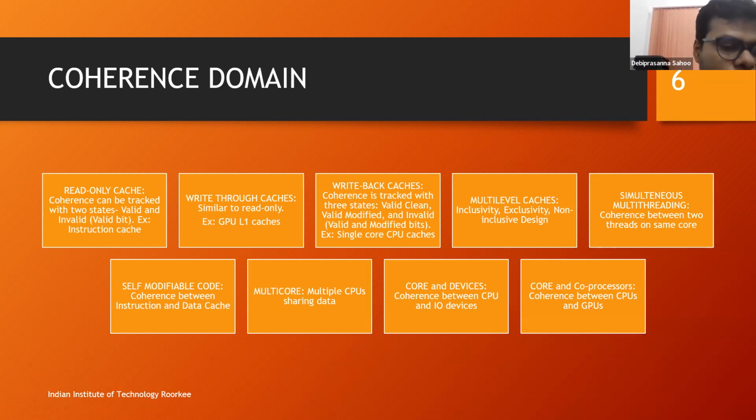Then going into sharing between instruction and data cache. Sometimes there is code which is otherwise known as self-modifiable code. And in our past experience, I saw that TPCC typically has a lot of self-modifiable code. So there is a sharing between the instruction and the data cache lines. In that sense, you need to maintain coherence between the instruction cache and the data cache of the CPU. And of course, multi-core, multiple CPUs sharing the data item. So the coherence domain is definitely there.